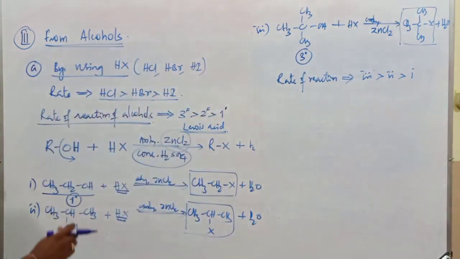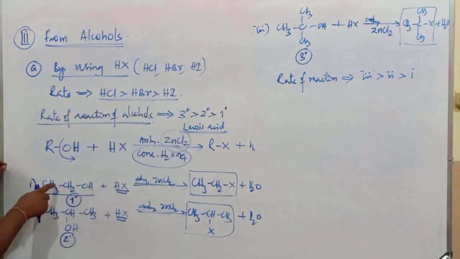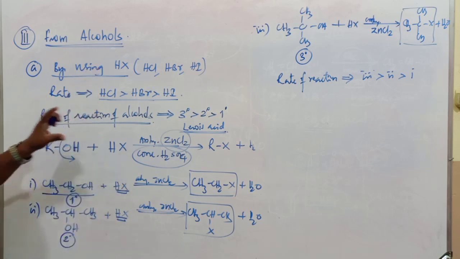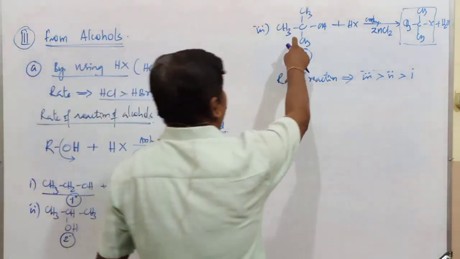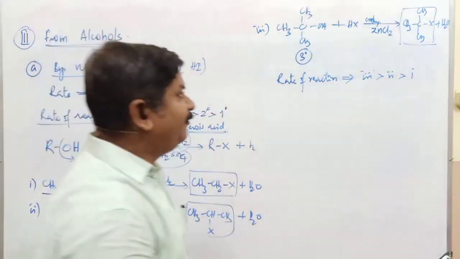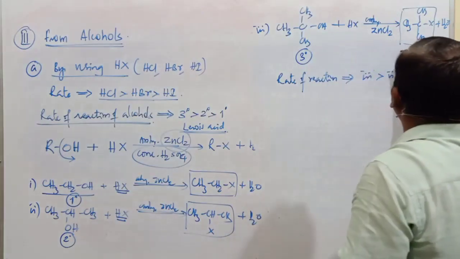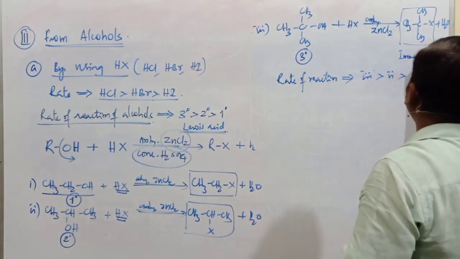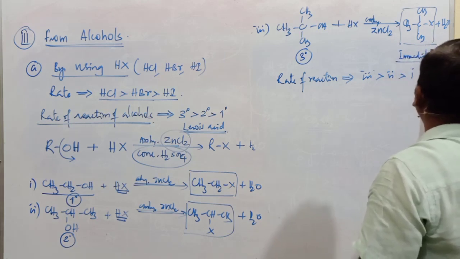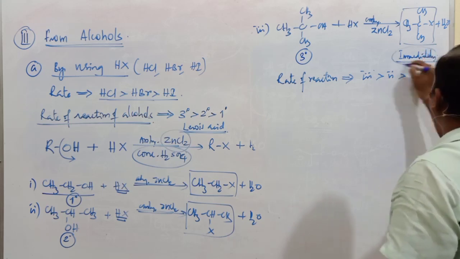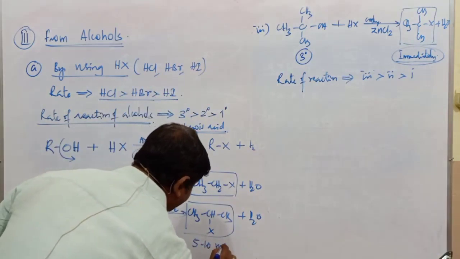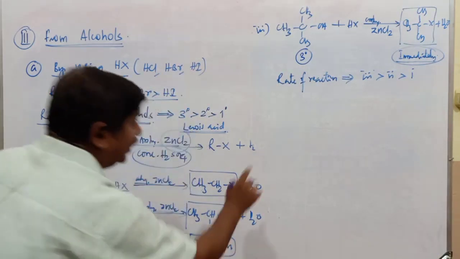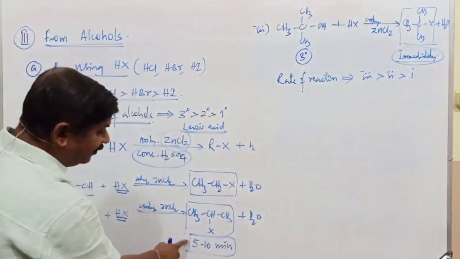So when the same hydrogen halide is added to three different types of alcohol, in one test tube you have taken ethanol, in the second test tube isopropyl alcohol, and in the third test tube tertiary butyl alcohol. Here formation of turbidity takes place immediately, instantaneously. White turbidity appears immediately in the tertiary case. Here white turbidity is obtained after 5 to 10 minutes, in the secondary case.